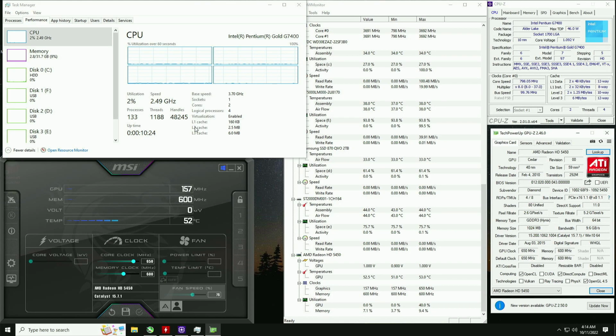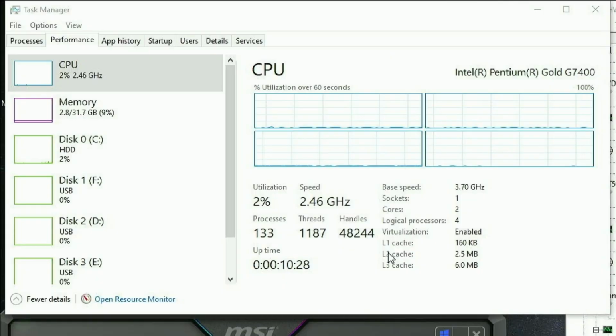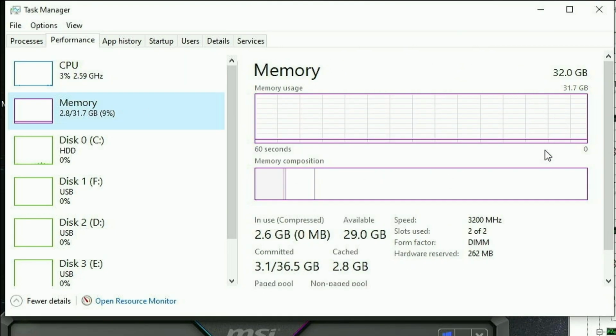Today we are testing the AMD HD5450 in Overwatch 2. You can see the CPU we're pairing with in Task Manager. It's the Intel Pentium G7400, and the memory/RAM is 32GB of DDR4 3200MHz RAM.